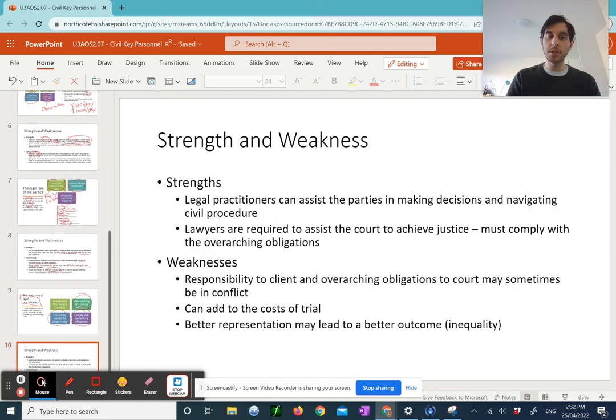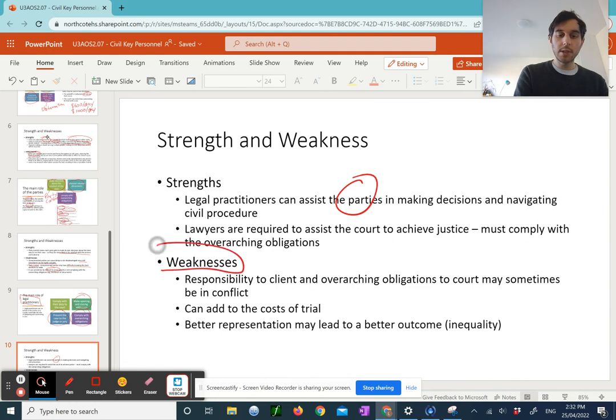Some strengths and some weaknesses of the role of legal practitioners. First of all, they can assist the parties in making the decisions and navigating the complex areas of civil procedure that they need to navigate. So they sort of work hand in hand with the parties. And lawyers are required to assist the court to achieve justice because of those overarching obligations, which means that in most cases they are working towards trying to make sure that justice is achieved, that the right outcome is achieved, that no one is being misled, there's not as many delays, that sort of thing.